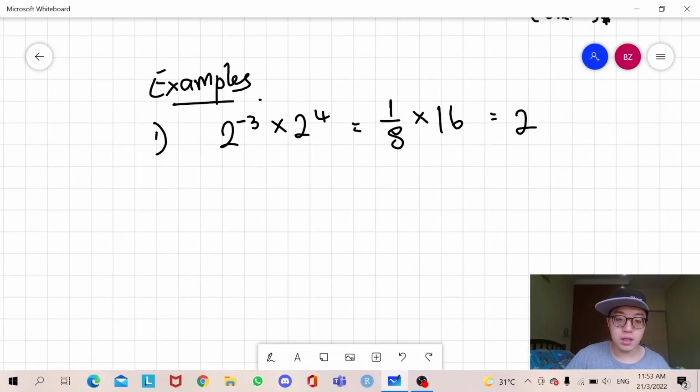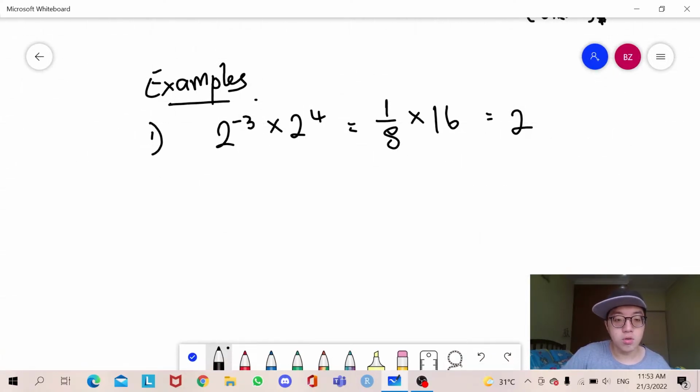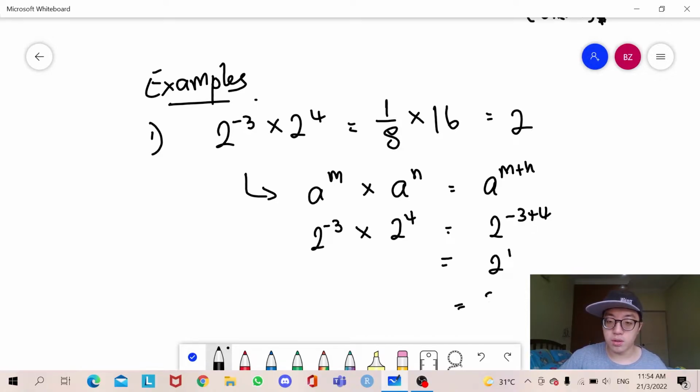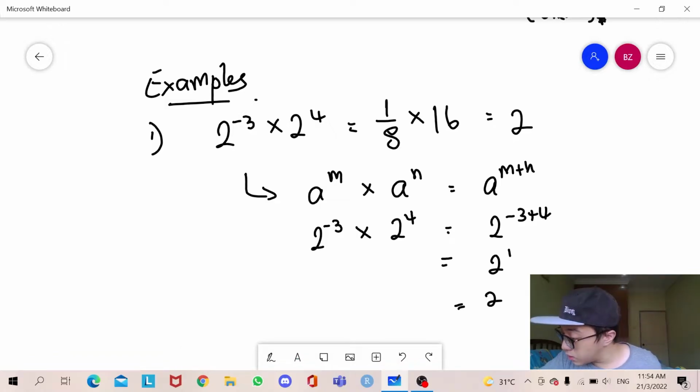So instead, we are going to use the rules of indices: when a to the power of m is multiplied by a to the power of n, it gives a to the power of m plus n. So 2 to the power of negative 3 times 2 to the power of 4 is equivalent to 2 to the power of negative 3 plus 4. This will give you 2 to the power of 1, which gives you 2. Let's see the second example here.